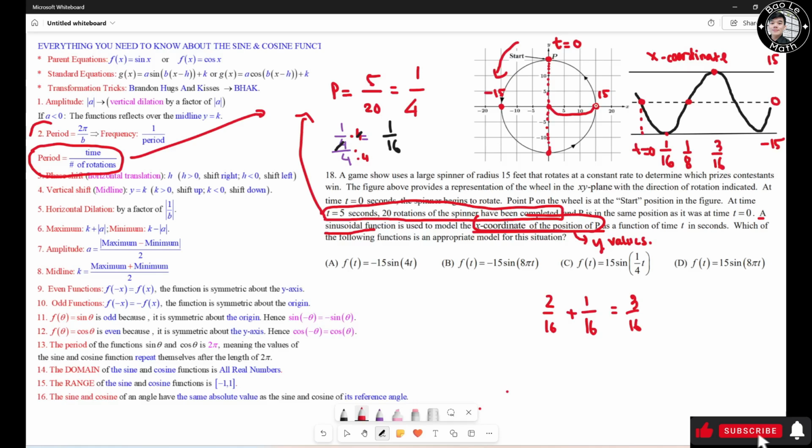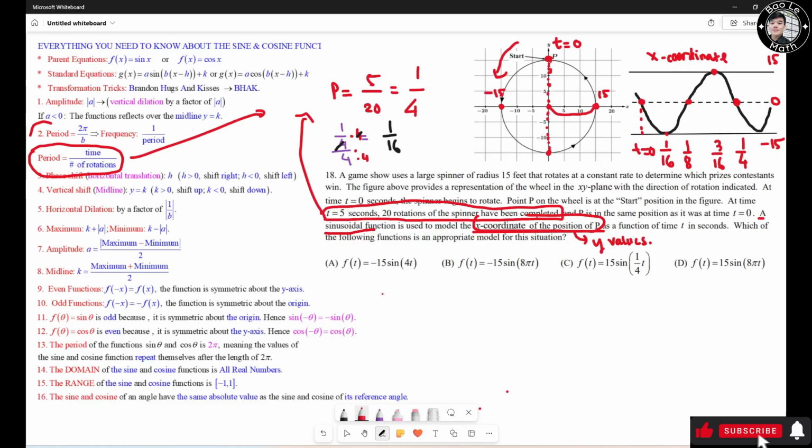Now if point P goes back to the original spot, right? When you project down to the x-axis, it's going to be 0, which is the midline right here, right? And time t right here, 3 over 16 plus 1 over 16, is going to be 4 over 16, which is 1 over 4, right?